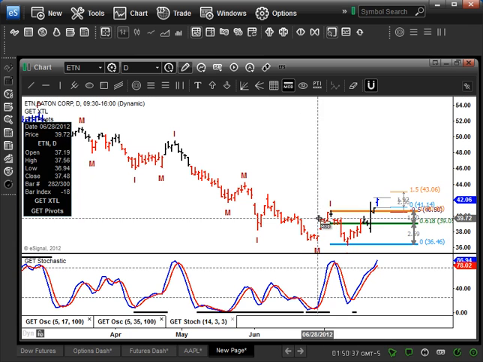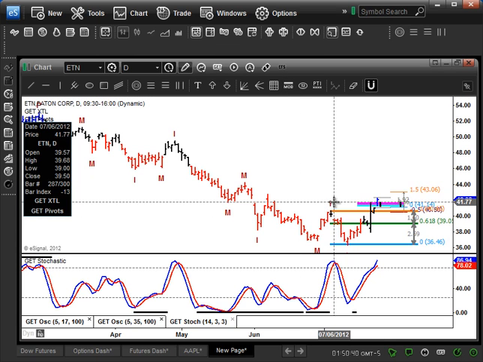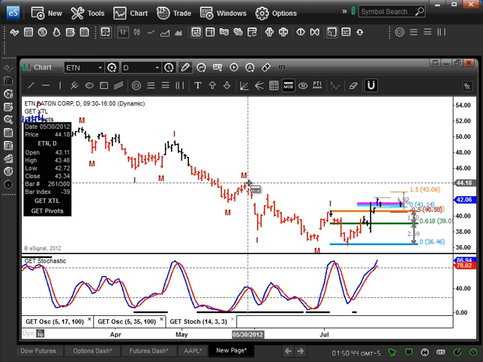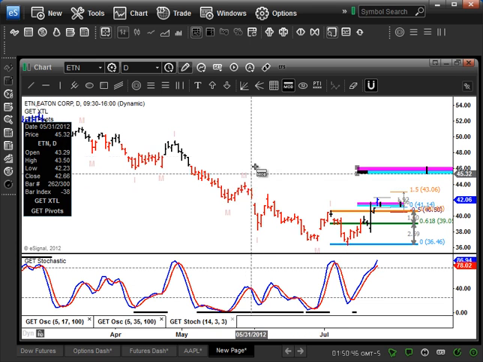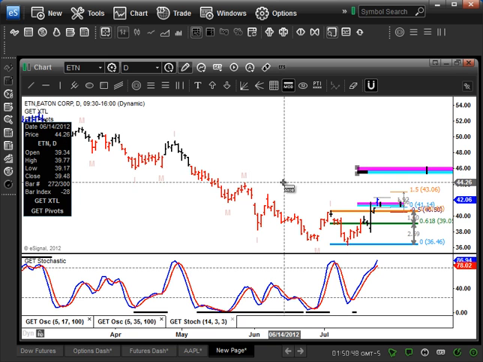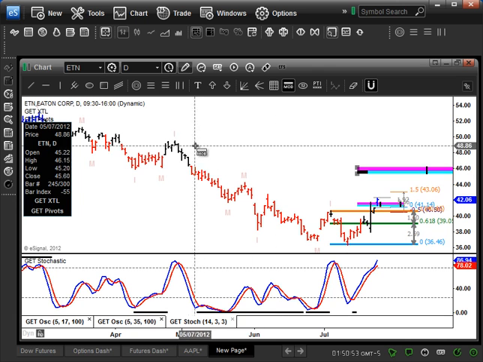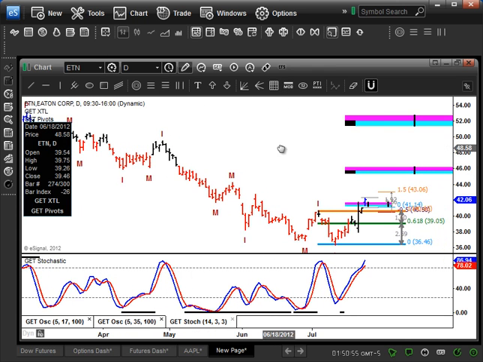I'm going to do a MOB from this last intermediate pivot. We're breaking through that MOB, so that's a good sign. I'll do a MOB from the last minor pivot. That's going to be my next resistance level up at 46. You've got an opportunity at 43 to trade this at least to 46. If we can break 46, we can go to 52.